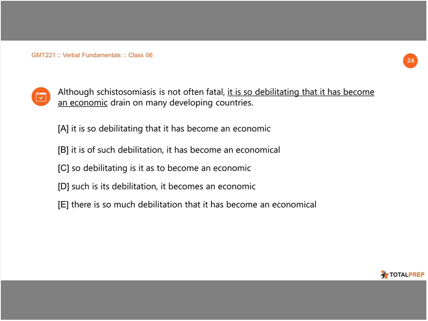Let's take a look here at this exercise. Really interesting exercise, right? So you can pause the video and choose the correct alternative. Okay, so although schistosomiasis is not often fatal, it is so debilitating that it has become an economic drain on many developing countries. Letter A is the correct sentence, and let's take a look why.